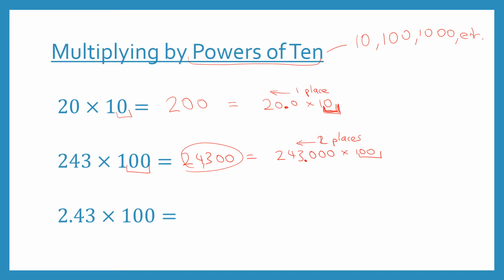Now we come to a decimal question. So we're multiplying this decimal by 100. So the number 2.43 times 100. We have 2 zeros, so remember we're going to move it 2 places to the left. So we end up with the number 243. We have our decimal point like this. So we could just write the number like this.